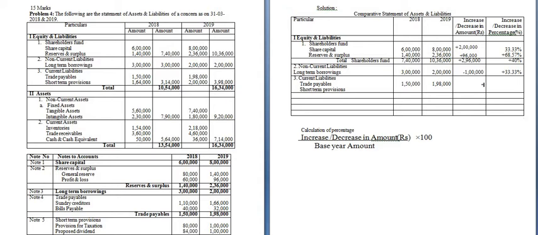Write a plus sign because the amount is increased. Increased by how much? 1,50,000 minus 1,98,000. The increase in the amount of trade payable is 48,000. So plus 48,000.